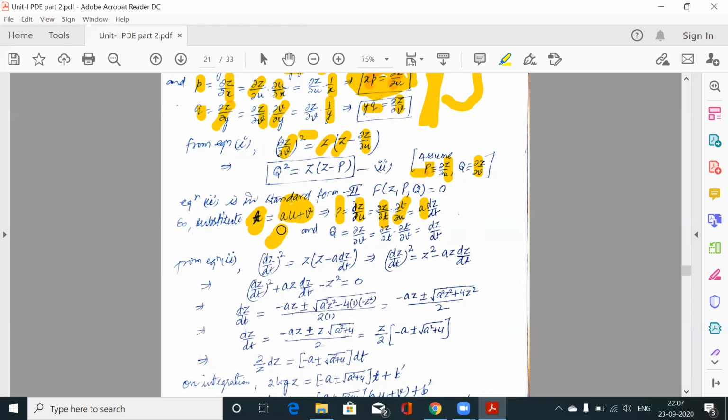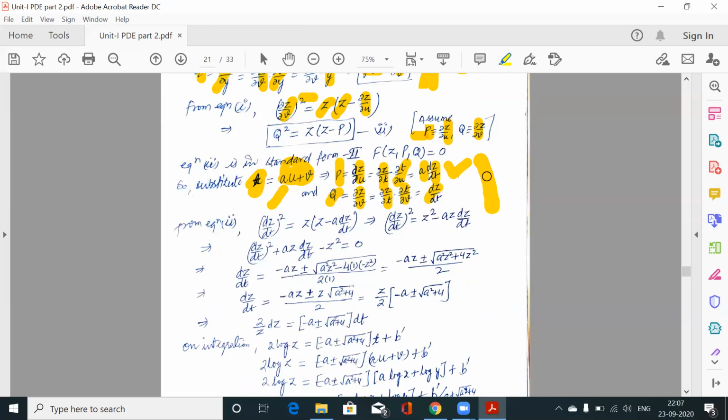So what we get is dz over dt. Why ordinary? Because now t is the only independent variable. So dz over dt. Again, q is del z over del v, and v is in terms of t now. So del z over del t times del t over del v, and del t over del v is 1, differentiating this with respect to v gives 1. So we get del z over del t, and del z over del t is dz over dt because we have a single independent variable.